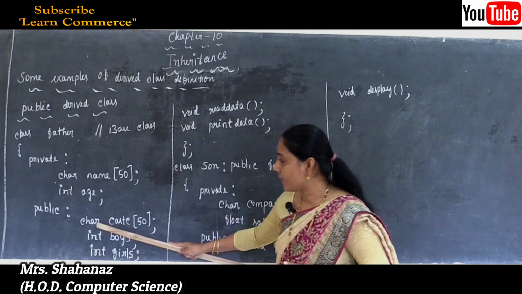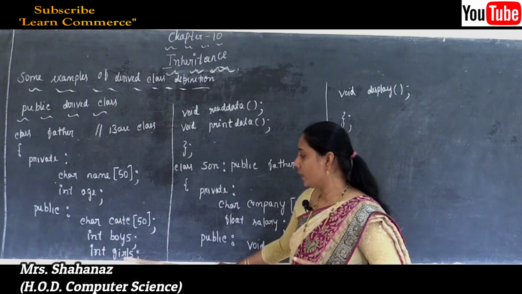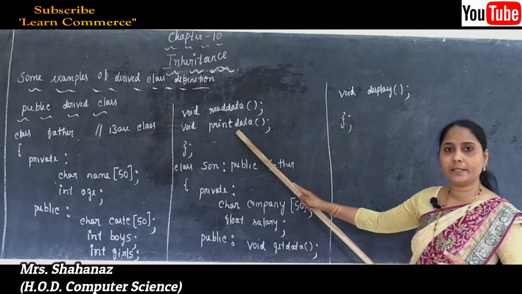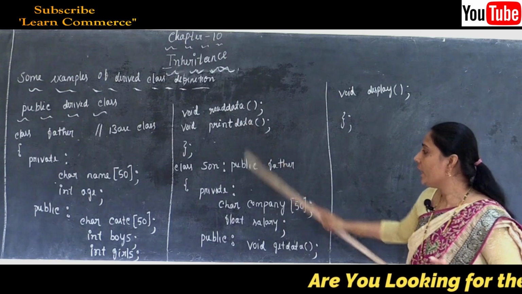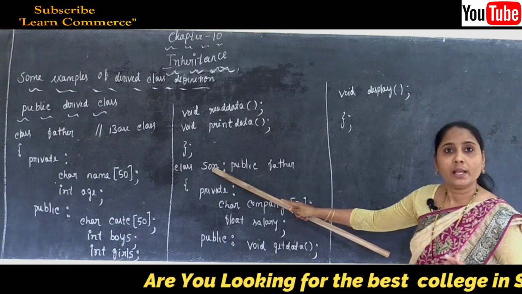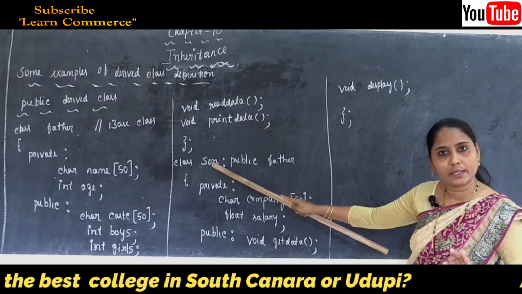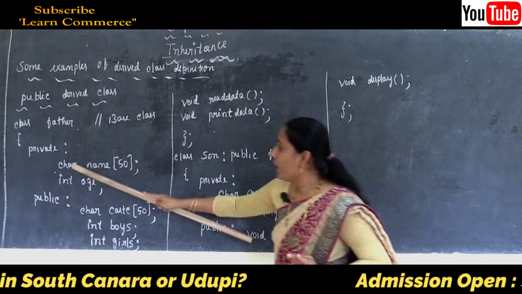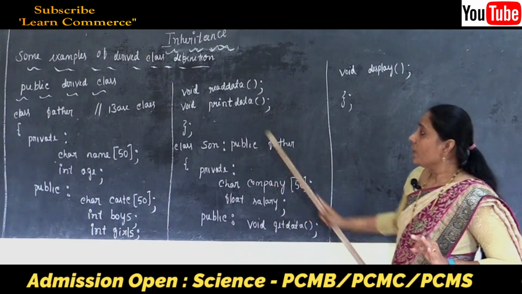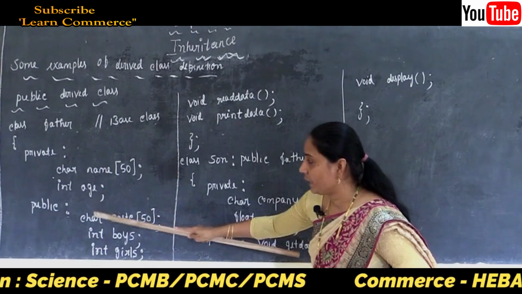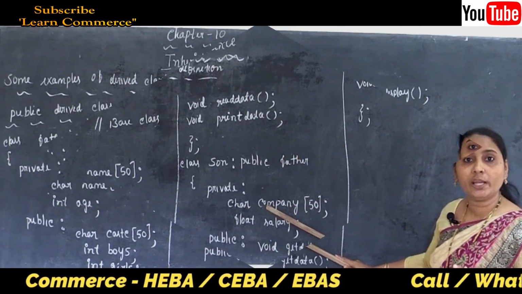So in the public side of the base class, some features are caste, boys, girls, read data, print data. Just these features are going to be inherited by the new class, that is, the derived class. The name of the derived class is son. Clear this point here: not just our name and age are going to be inherited by the new class. Whatever features we added in our public side, only these features are going to be inherited by the new class.